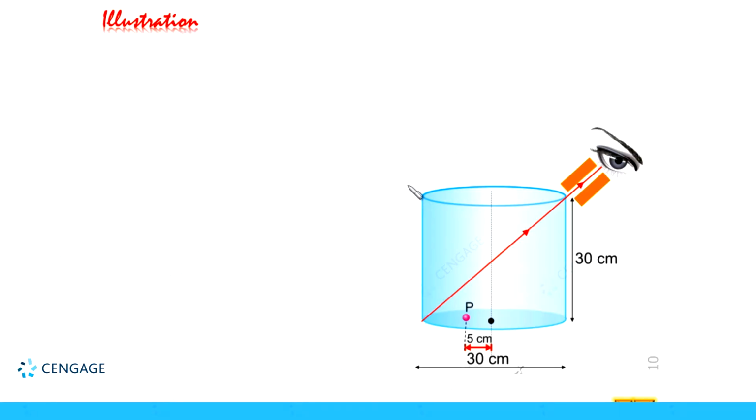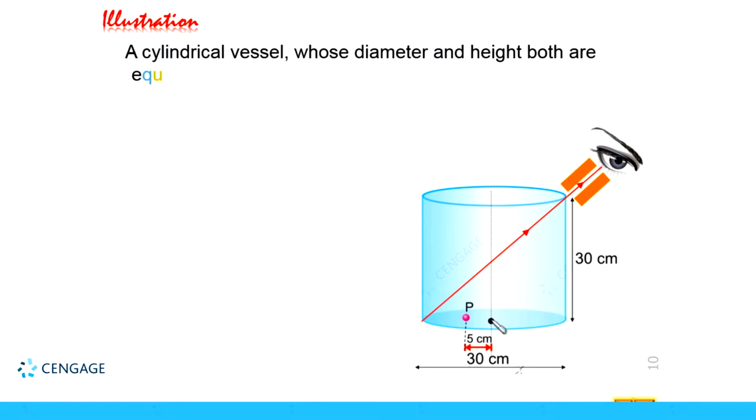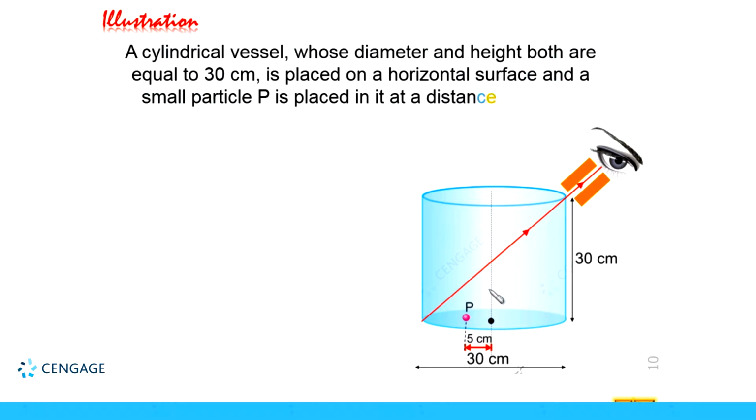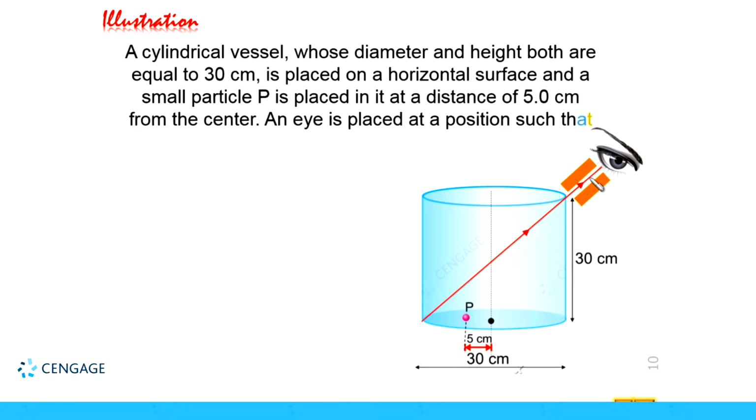Here in this diagram, you can observe this is a cylindrical vessel whose diameter and height are both equal to 30 centimeter. You can follow the diagram. And there is a point P which is located at a distance 5 centimeter from the center of the base. Okay? And we are observing through this slit at this corner.